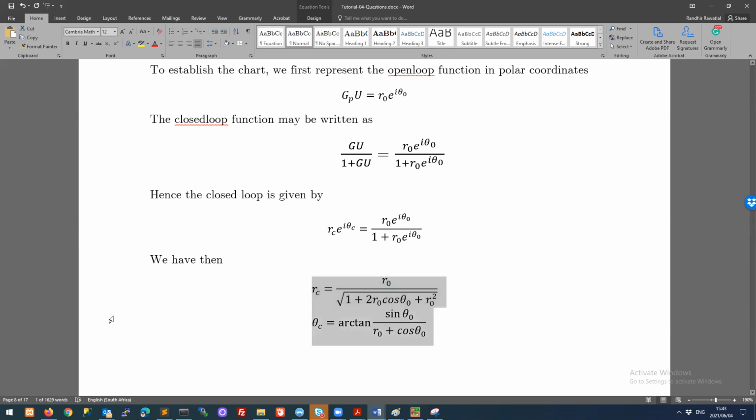So with this, we now have a nice relationship between the open loop and the closed loop. On the right-hand side, these are all open loop values: the magnitude of the open loop and the angle of the open loop. There's nothing about the closed loop on the right-hand side. It's all about the open loop.